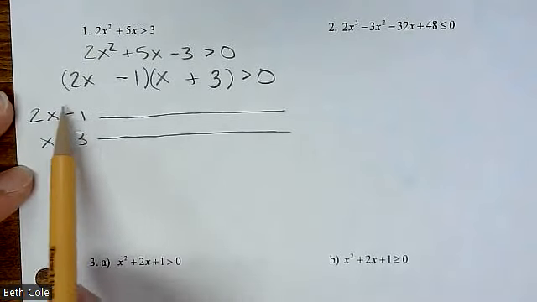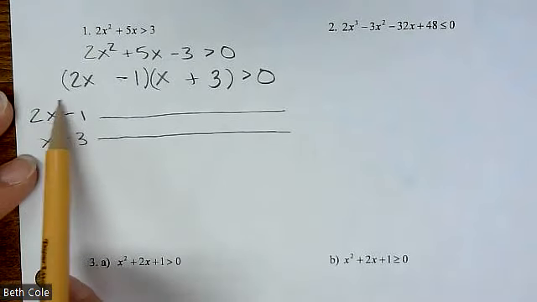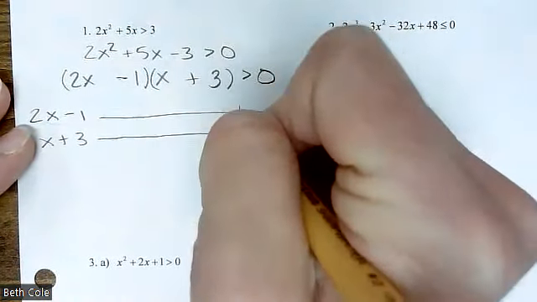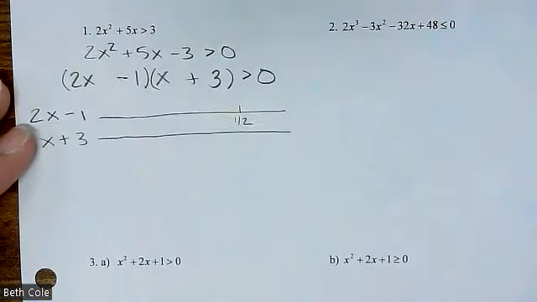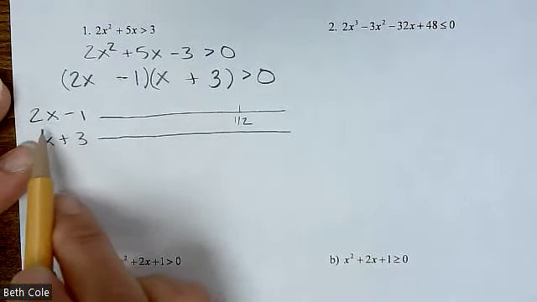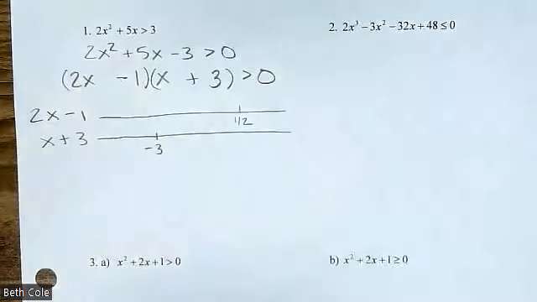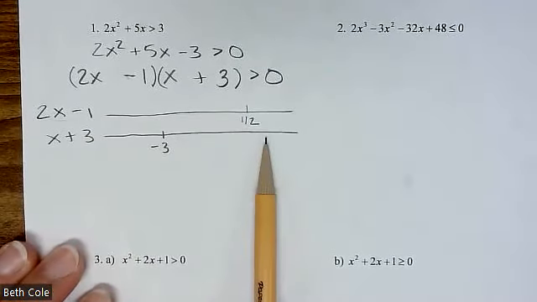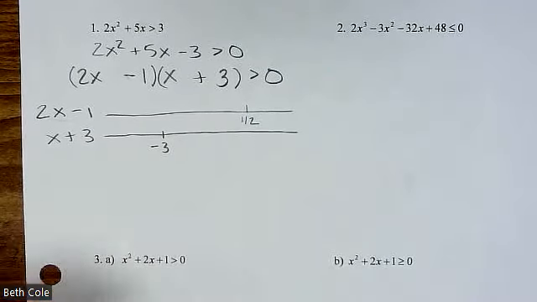Where does this one equal 0? Positive 1/2. Okay, I'm going to put 1/2 on my number line. If you're like, why'd she put it over there? I'm going to explain that. Where would this one equal 0? -3. The reason I put them where I did is they have to go smallest to biggest, and negative numbers come before positive numbers. So do you see how left to right I made the negative one come before the positive one?